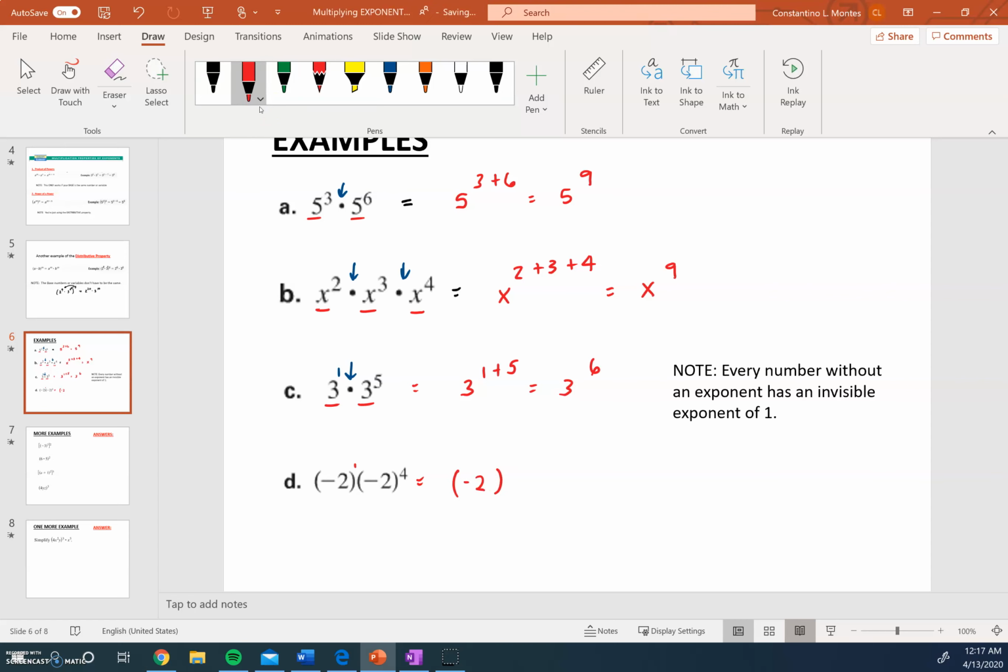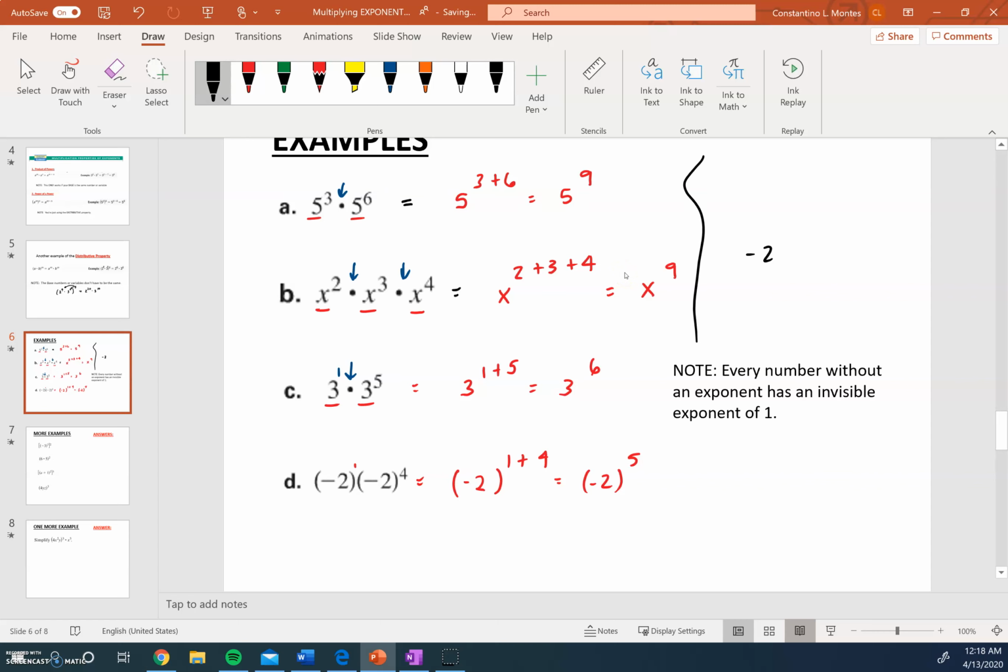Negative 2 in parentheses, and this is going to be to the power of 1 plus 4, which is equal to negative 2 in parentheses to the power of 5. Now, why the parentheses? Well, here's a quick reason why. It has to do with the order of operations. Let me put a line there.